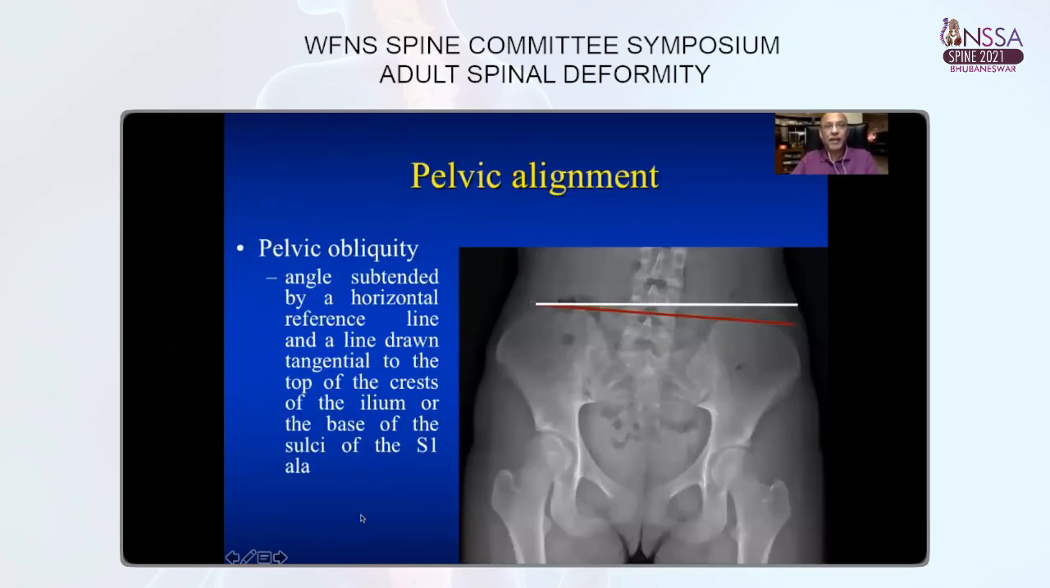What about pelvic alignment and obliquity? It's the angle subtended by a horizontal reference line and a line drawn tangential to the top of the iliac crest, to the base of the sulci of S1. And once we have that, then obviously that's the pelvic obliquity.